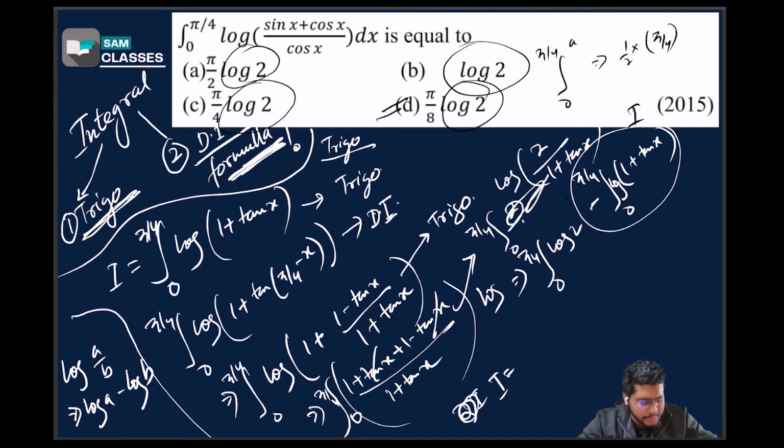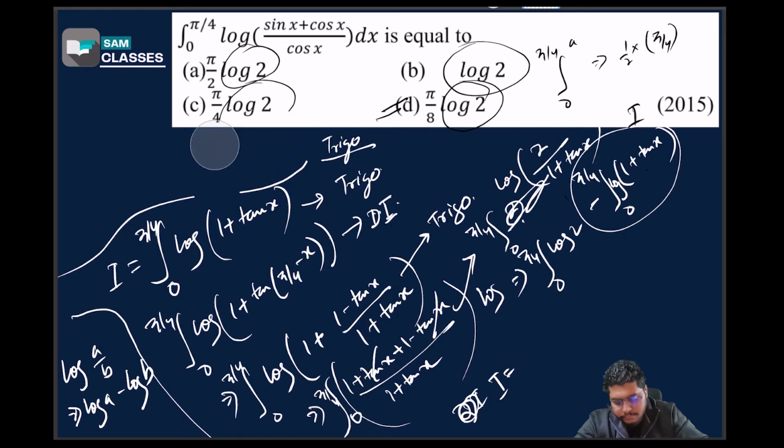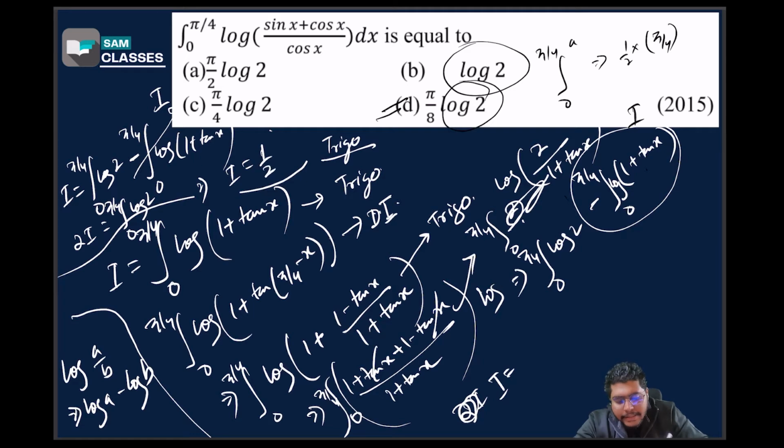I'm writing one more step here, but in the exam I won't be writing this many steps, okay? So I'll just take over this place. So what I'll get, I is equal to 0 to pi by 4 log 2 minus 0 to pi by 4 log of 1 plus tan x. So if this is also my I, correct, students? So if I send it that side, what I'll get, 2I is equal to 0 to pi by 4 log 2, correct?